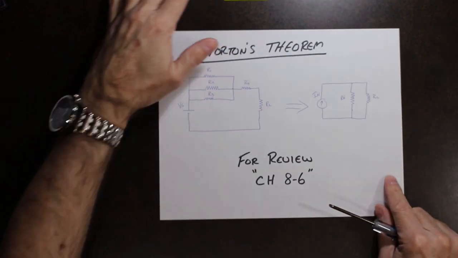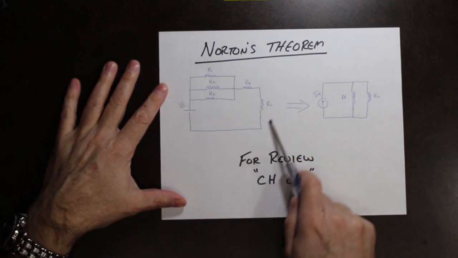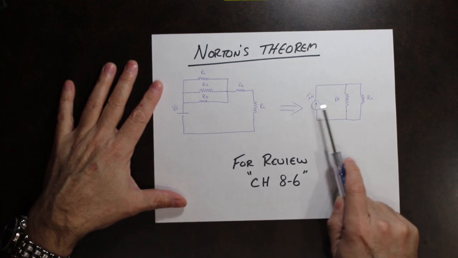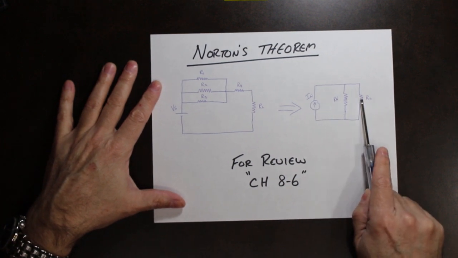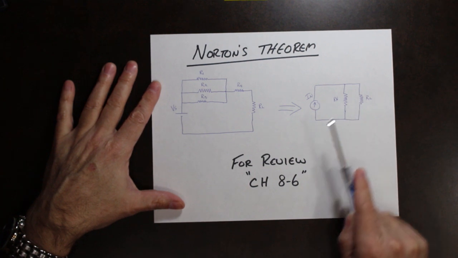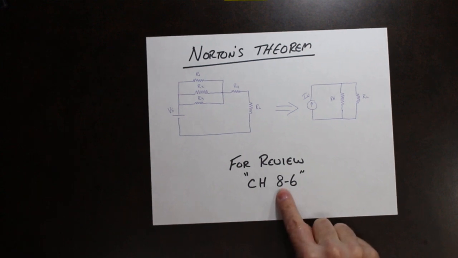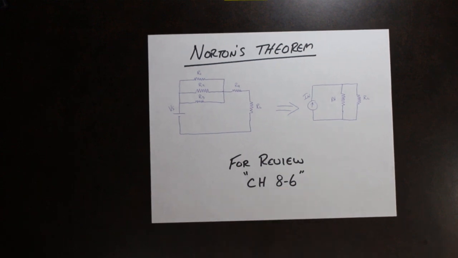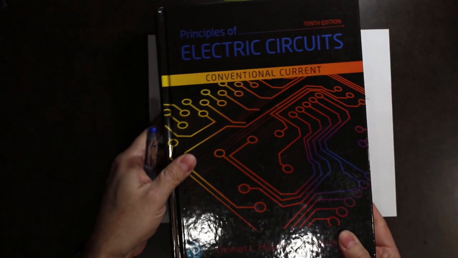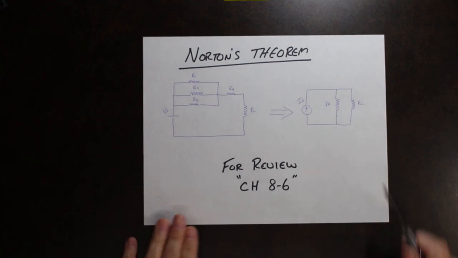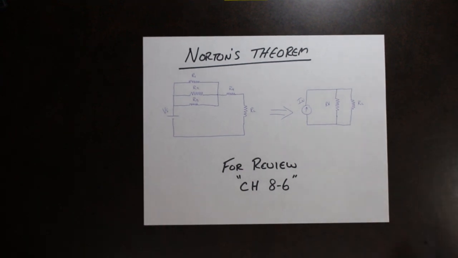Norton's circuit. The concept again is to take a complex circuit like this and convert it into something simple like this: one constant current source, and then we have two resistors in parallel. After we get through this lecture, if you need some more review, you can find Norton's Theorem in chapter 8-6 in, again, our textbook. So, what is Norton's Theorem and why do we need it?